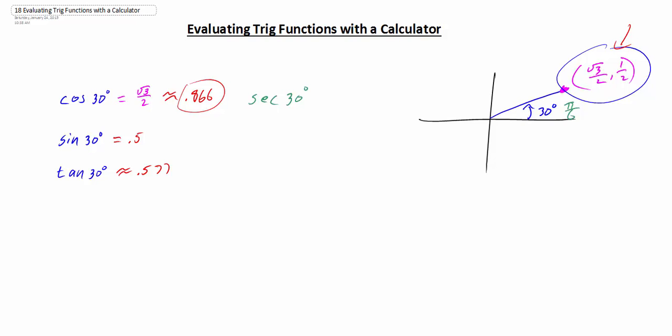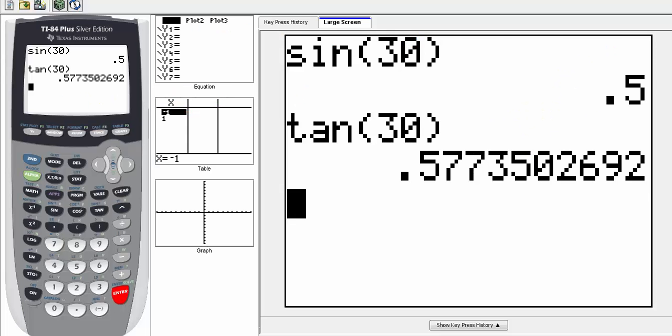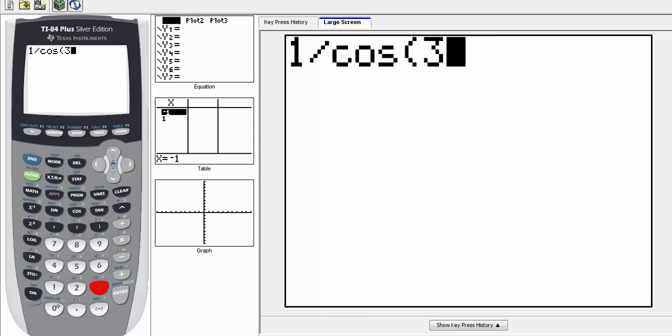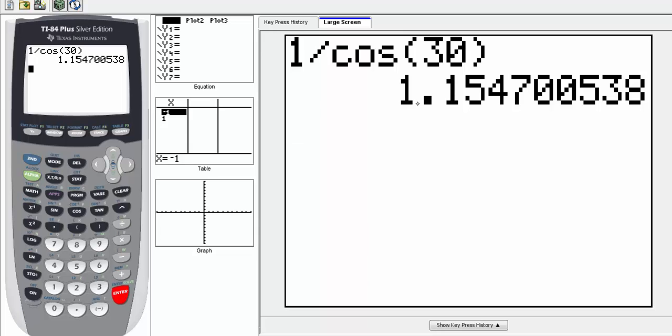So if we go to the calculator, now if you notice, the calculator has sine, cosine, tangent, but it does not have the other three. Well, because we're dealing with the secant, that's the reciprocal of the cosine. So in order to put this in the calculator, we're simply going to type in 1 divided by the cosine of our 30-degree angle. So 1 over cosine, that's the reciprocal, that's going to give us the secant. And we end up with 1.15.